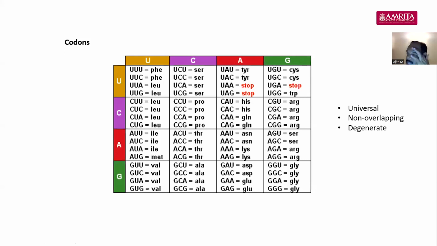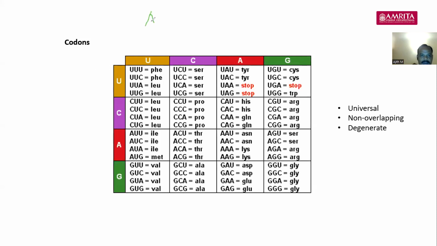Then the last one is that codons are non-overlapping. What do I mean by that? So you have two codons, imagine. The codons are not overlapping, meaning one codon is read, and after that the next codon is read. Overlapping would mean the codons are overlapping. Let me annotate to show you.